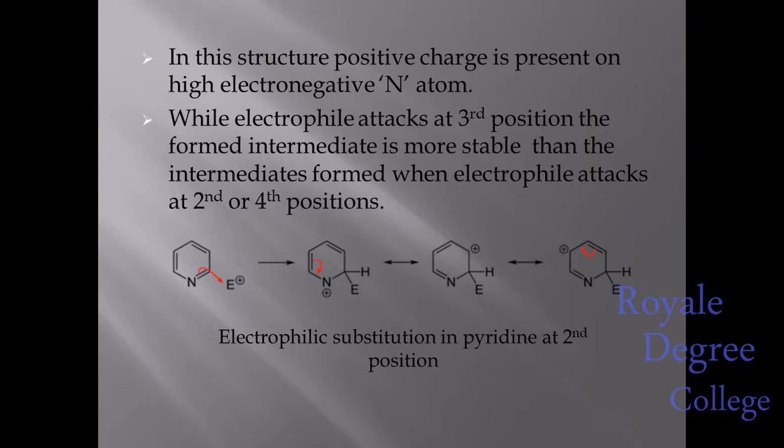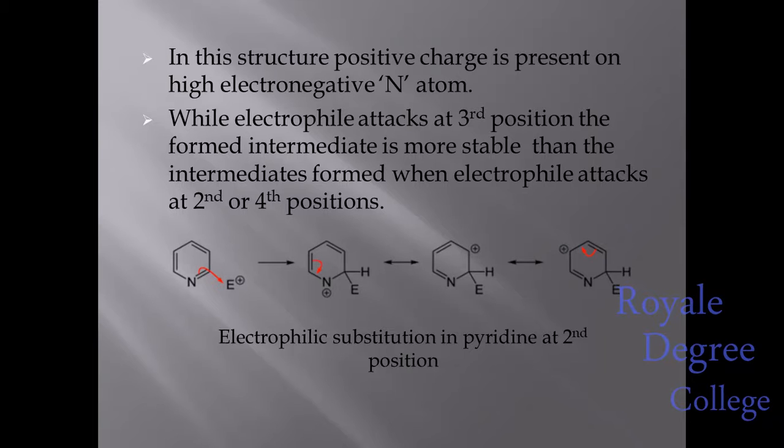In this structure, positive charge is present on the highly electronegative nitrogen atom. While the electrophile attacks at the third position, the formed intermediate is more stable than the intermediates formed when the electrophile attacks at the second or fourth position. You can see the reaction here.